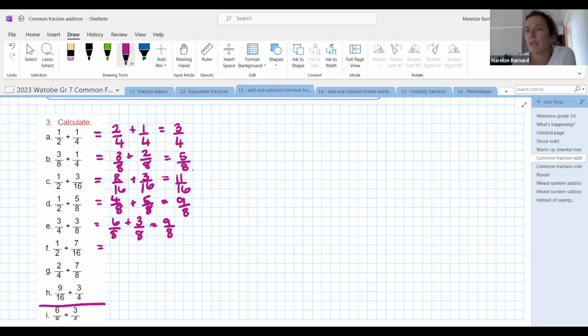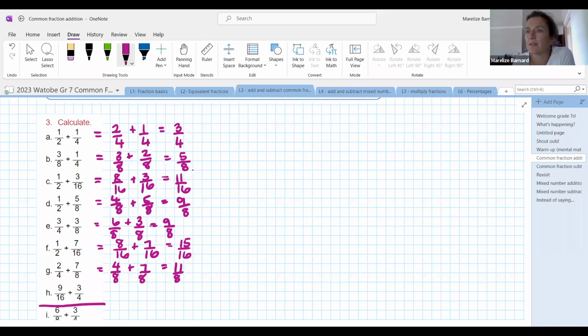So here we have a half again and 7/16. So a half is going to be 8/16 and 7/16, and altogether we have 15/16. And then 2/4 plus 7/8, we're going to say how many eighths are 2/4? That's the same as 4/8 plus 7/8, and that is 11/8.